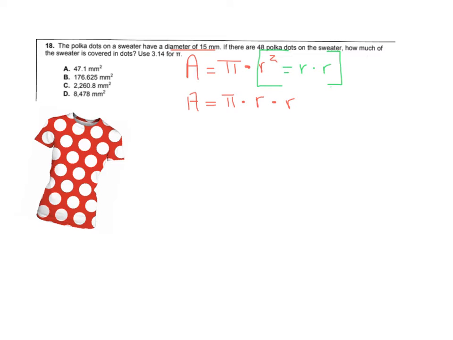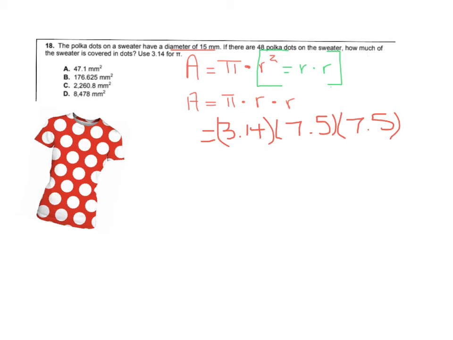So now we can begin to plug the information into our formula. And so now we have pi, which is 3.14, times 7.5 times 7.5. Now we need to multiply all three of these together in order to get our area.